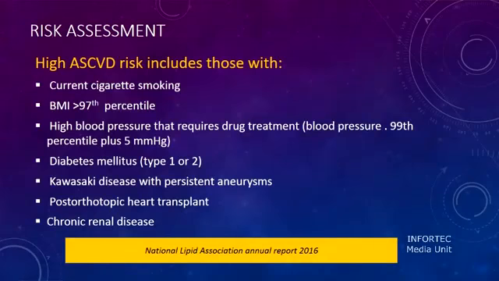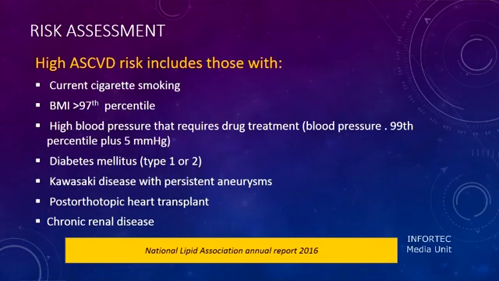Okay, now in our targeted screening, I talked about the risk factors, the high and the moderate risk factors. Where there are risk factors, we need to do targeted screening. So these are the risk factors laid down by the international guidelines, like current cigarette smoking, especially in adolescent population, and very high BMI in the child, high blood pressure needing treatment, diabetes type 1 or 2, Kawasaki disease with persistent aneurysms, organ transplant, and chronic renal disease.